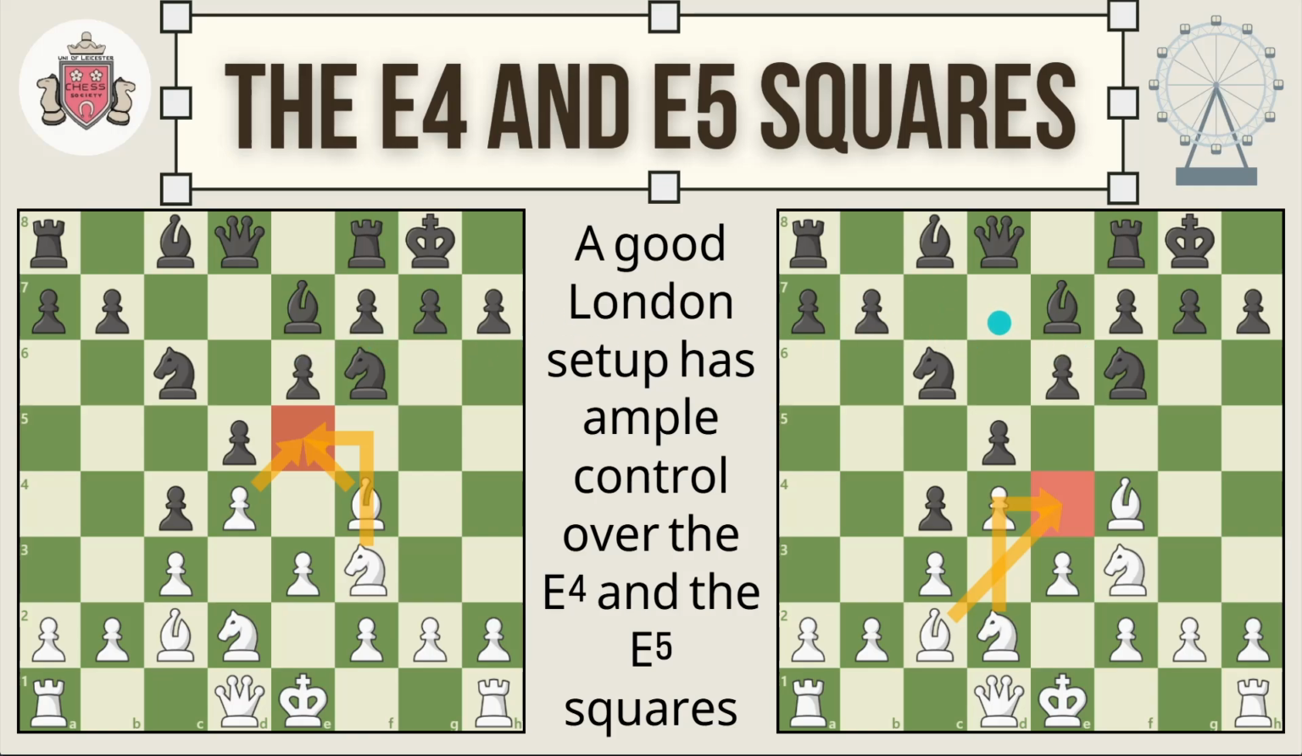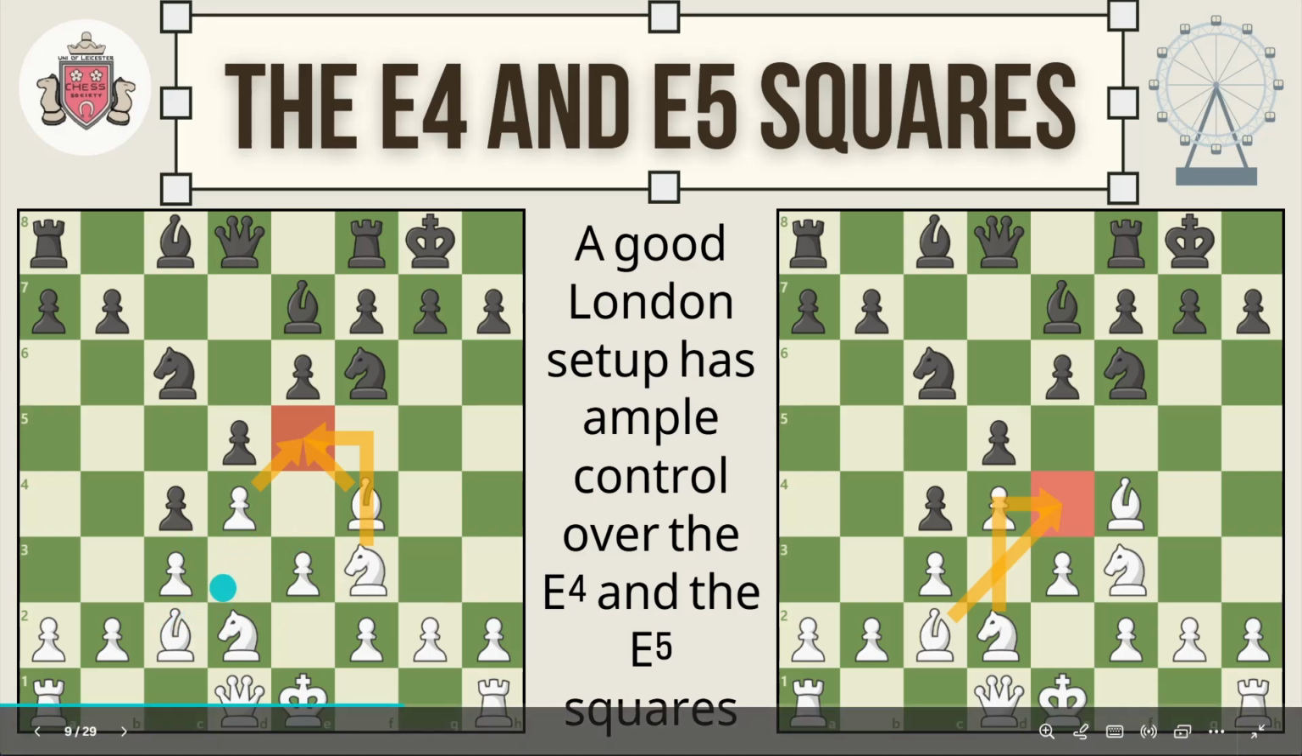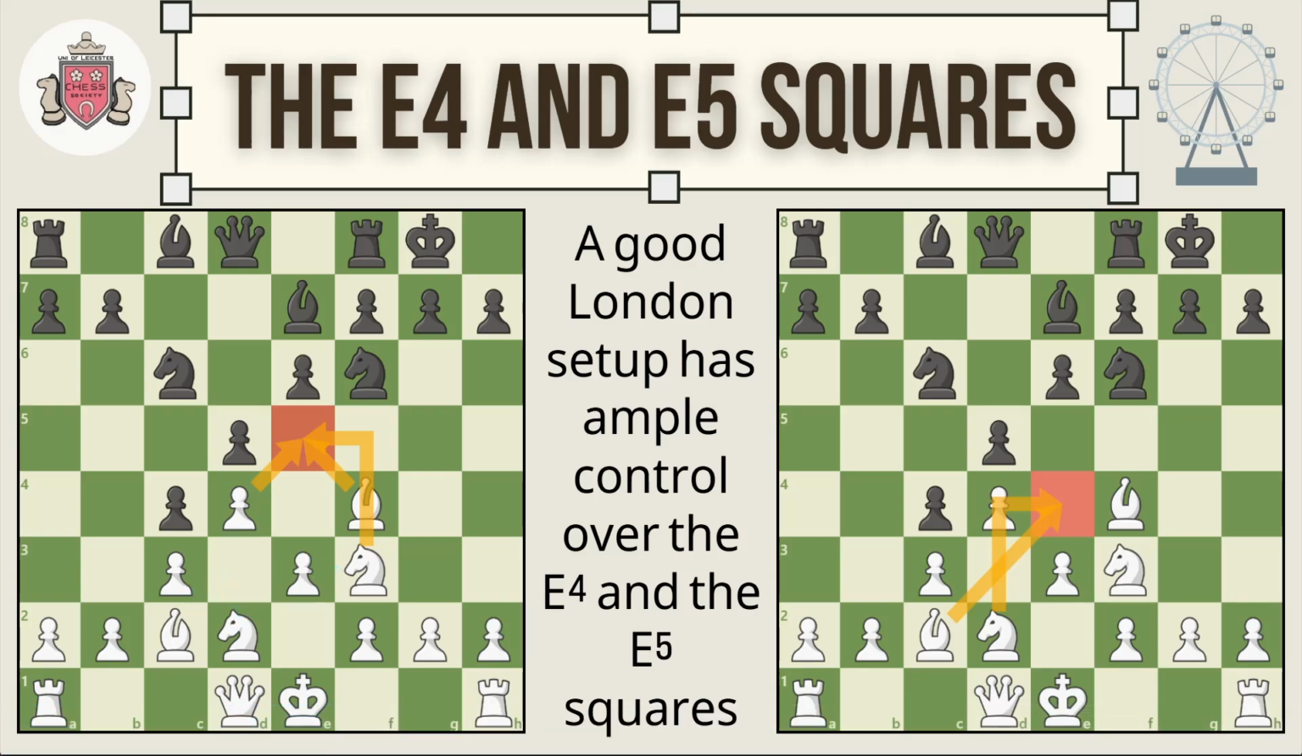Well, one example pretty much. One example of a really good London setup, right? So you notice that it's slightly different because this bishop is not here, but it's sort of dropped back. But essentially they're both very good examples of the London system because of the control that we have over these two squares.